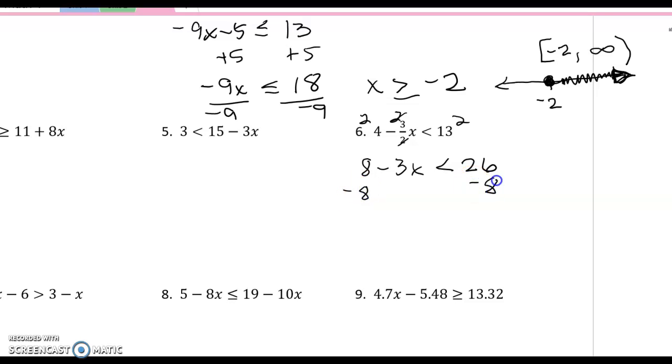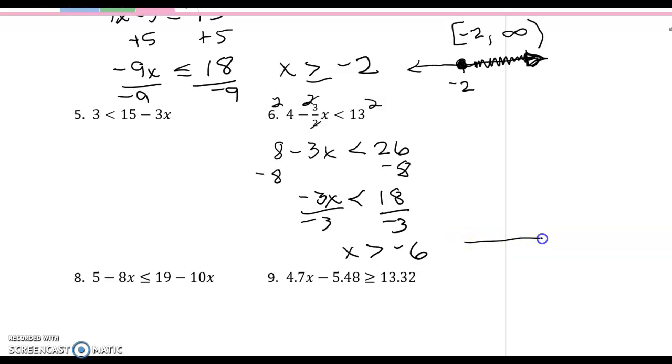Undoing operations, we're going to subtract 8 from both sides. And again, undoing operations, we're going to divide by negative 3. So we're left with x is greater than negative 6. Because we divided by a negative, that inequality symbol flips. It goes from a less than in the original problem to a greater than symbol.